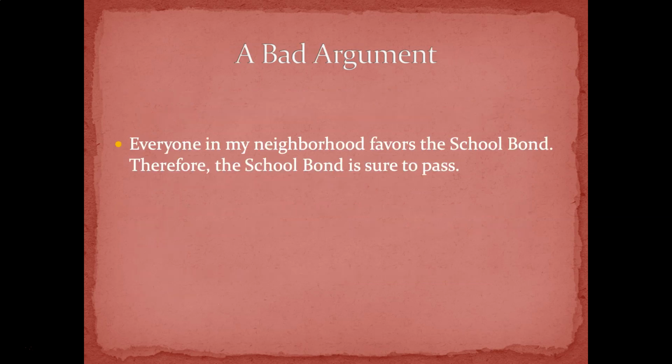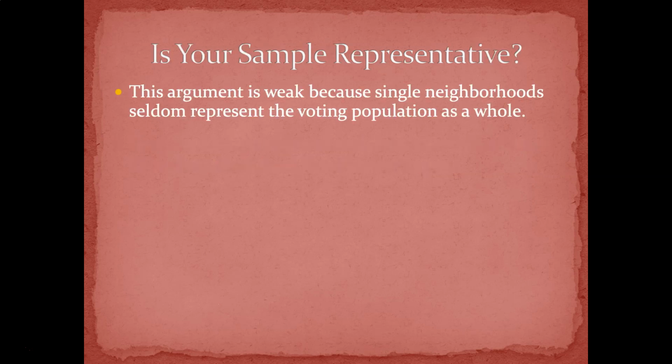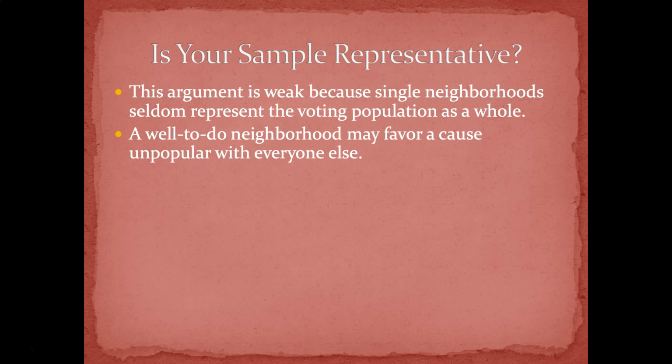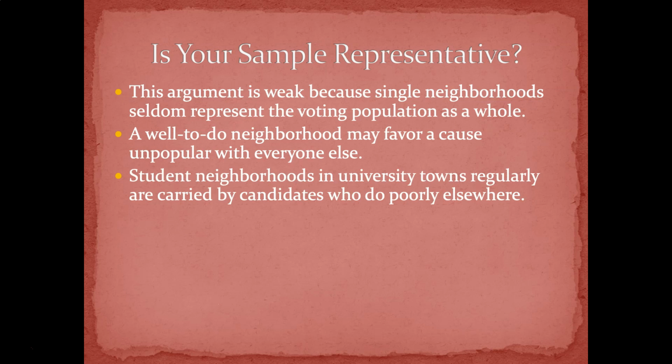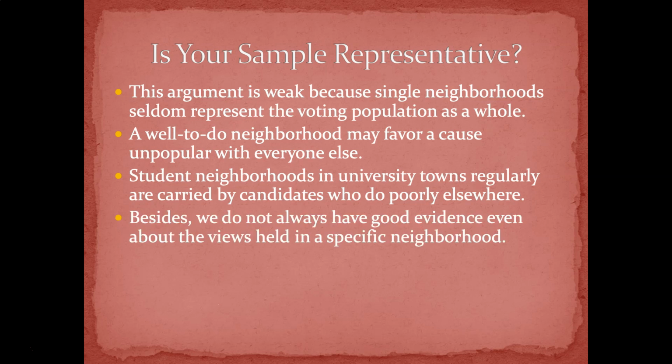So here's an example of a bad argument. Everyone in my neighborhood favors the school bond. Therefore, the school bond is sure to pass. This argument's weak because single neighborhoods seldom represent the voting population as a whole. A well-to-do neighborhood may favor a cause unpopular with everybody else. Student neighborhoods and university towns are regularly carried by candidates who do poorly in other places.